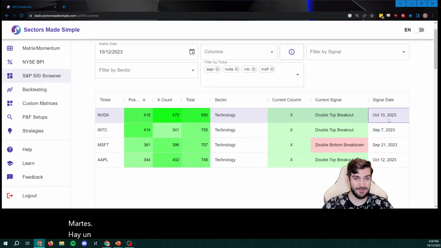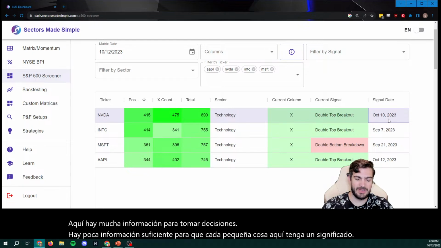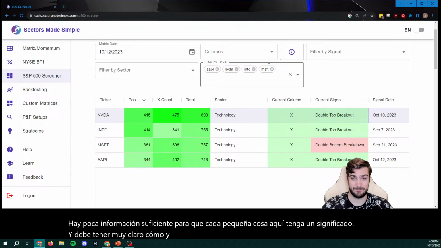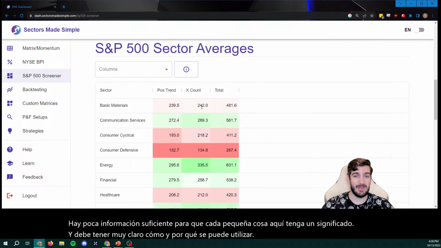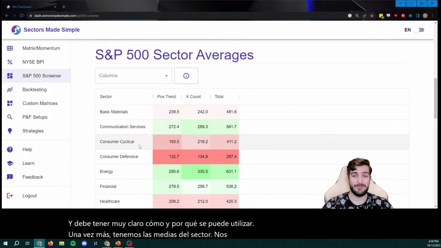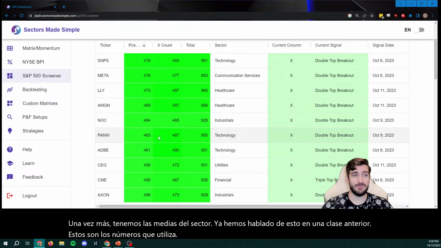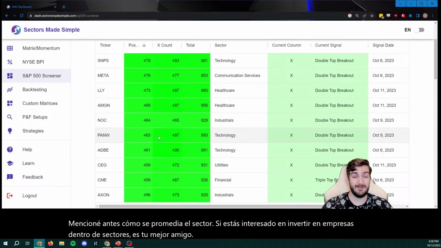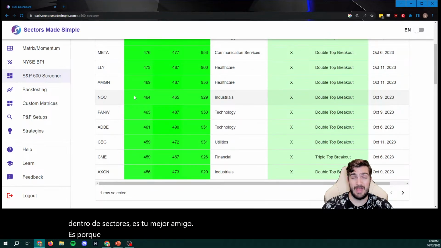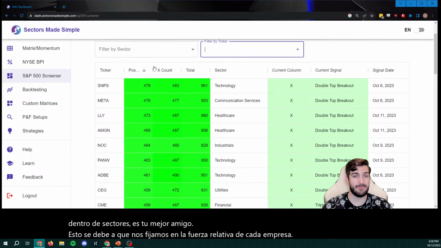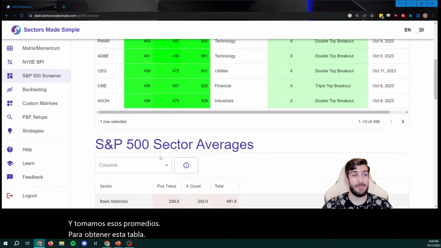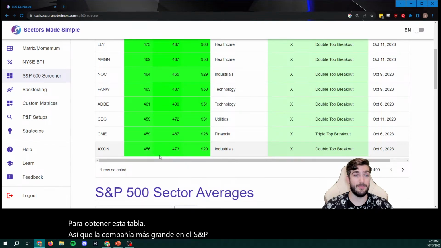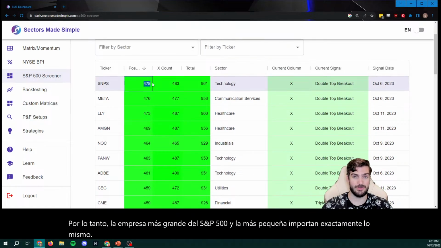There's plenty of information here to make decisions. There's little enough information where every little thing here has meaning and should be very clear on how and why it can be used. Once again, we have the sector averages. We've gone over this in a previous class. These are the numbers that it uses. I mentioned before how the sector averages, if you're interested in investing in companies within sectors, are your best friend. The reason is because we look at the relative strength of every single company, and we take those averages to get this table. So the biggest company in the S&P 500 and the smallest all matter the exact same amount. They are all graded.